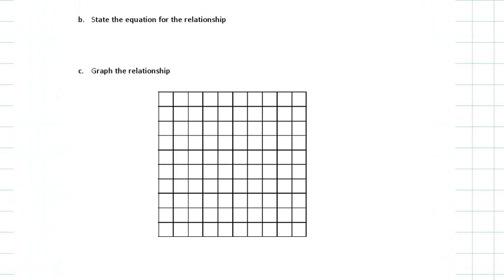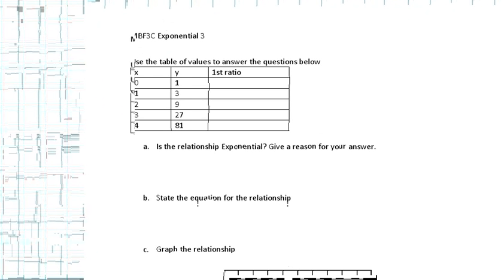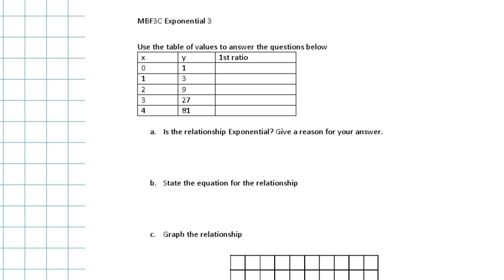Okay, what I would like you to do for the next unit, I would like you to do this by yourself. So what I want you to do, I want you to find the first ratio, which we already know how to do, right? And then try to answer the questions and graph the ratio. Okay?